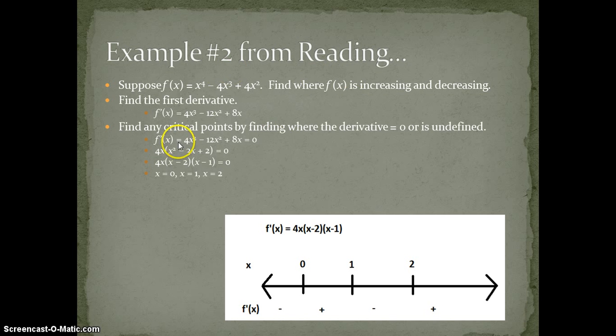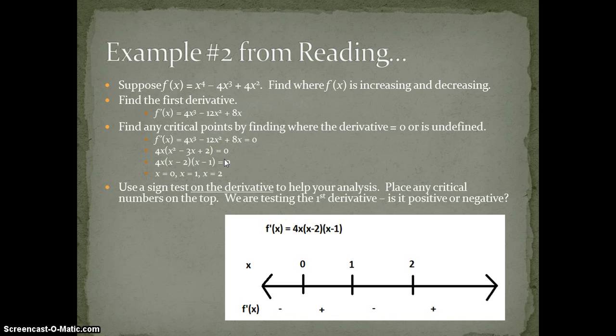This brings us back to our wonderful days of algebra. We can factor out a 4x, and we're left with x squared minus 3x plus 2. Continuing to factor, we get 4x times x minus 2 times x minus 1, which gives us 3 critical points, x equal to 0, x equal to 1, and x equal to 2.